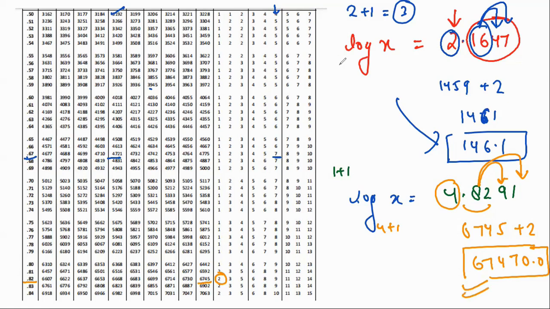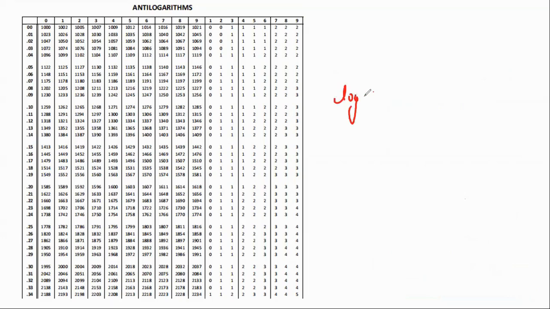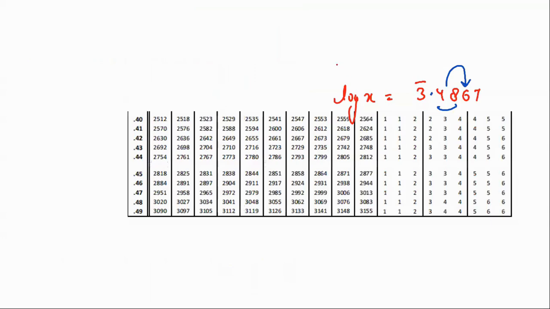Another type of question is, this time we have, let's say, bar. So log x is equal to 3.4867. Let's say we have 3 with the bar. How to do that? We'll do the same thing. We don't touch the left hand side thing. We will only touch the right hand side after decimal. Means 0.48, 6th column we have to see. So 0.48, 6th column. It starts from 0, so 6 will come 0, 1, 2, 3, 4, 5, 6.